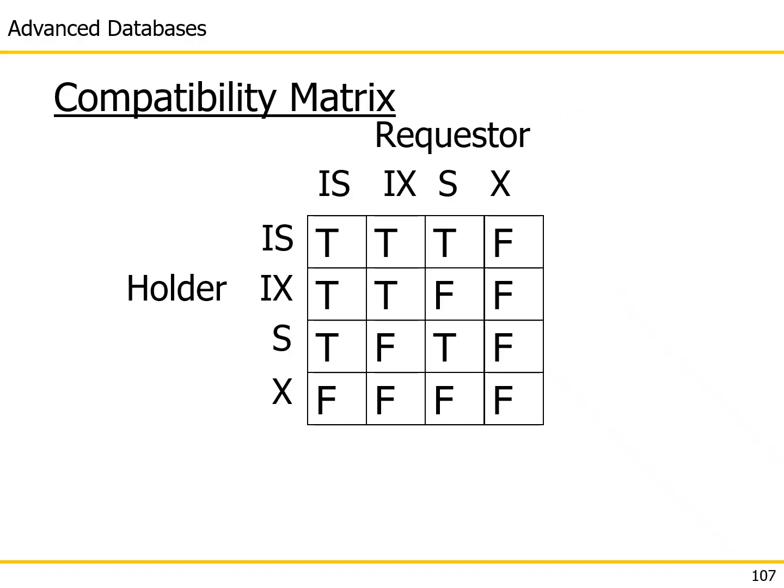Okay? So let's look at the compatibility matrix of all of this. If a transaction currently holds an intention to share and a new requester requests an intention to share, it will be allowed. An intention exclusive, it will be allowed because this means it will request exclusive later on. A share right away, it will be allowed. An exclusive, it will not be allowed. So I just covered the first row here.